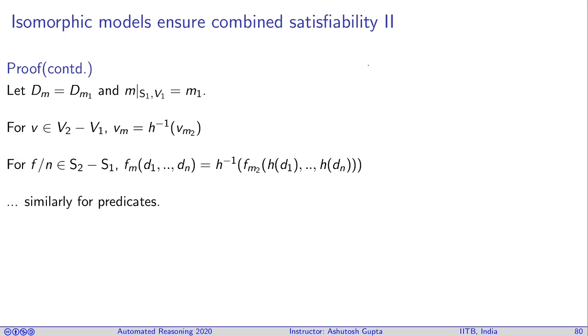Or similarly, you do the predicates. It's very trivial to say that once you do this kind of homomorphism mapping, the models remain satisfiable for the F2 also. So therefore, F1 and F2 is satisfiable.